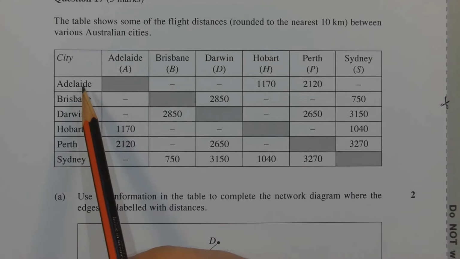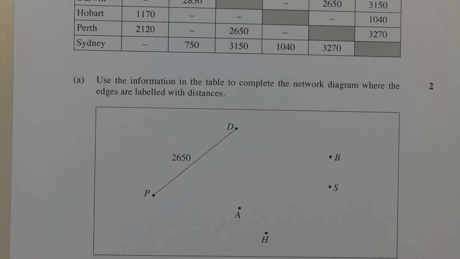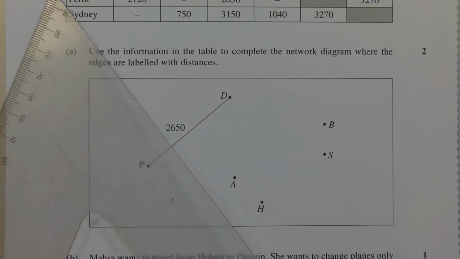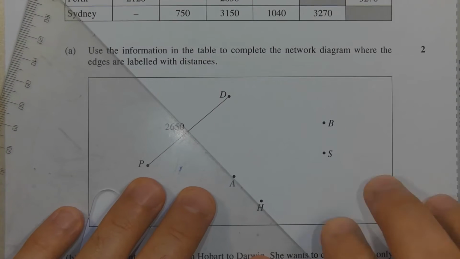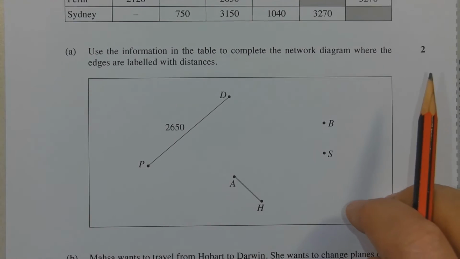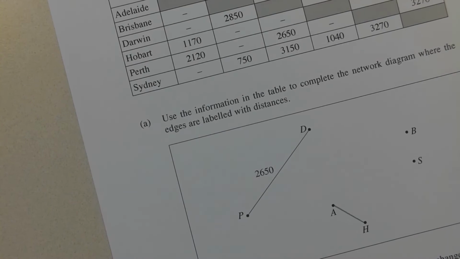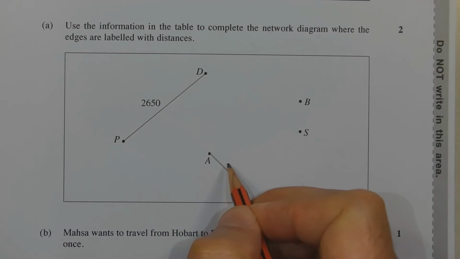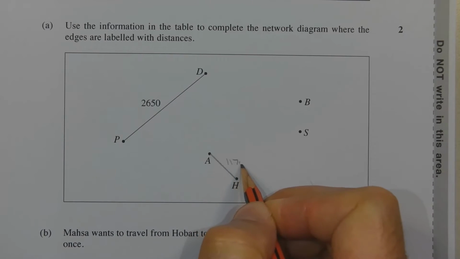So there's an edge between A and H. So going to our network diagram, locate A and H using a ruler. I'm going to join those two vertices like that. And then what I'm going to do is write the distance next to that edge. So 1170.